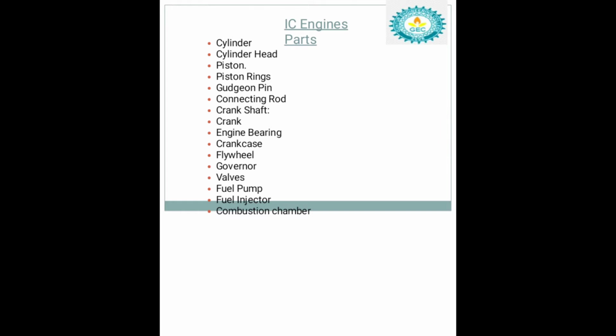This is the internal combustion engine parts, because a diesel engine belongs to internal combustion engine. So internal combustion engine parts are cylinder head, piston rings, Gudgeon pin, connecting rod, crankshaft, crank, engine bearings, flywheel, governor, valves, fuel pump, fuel injector, combustion chamber. These are the internal combustion engine parts.